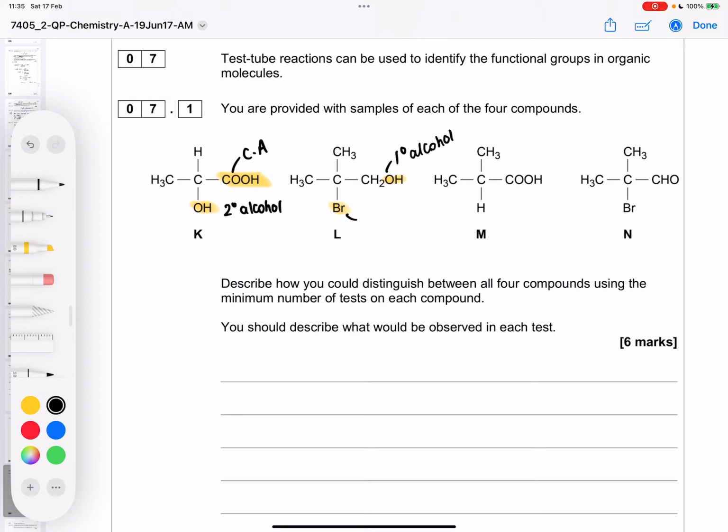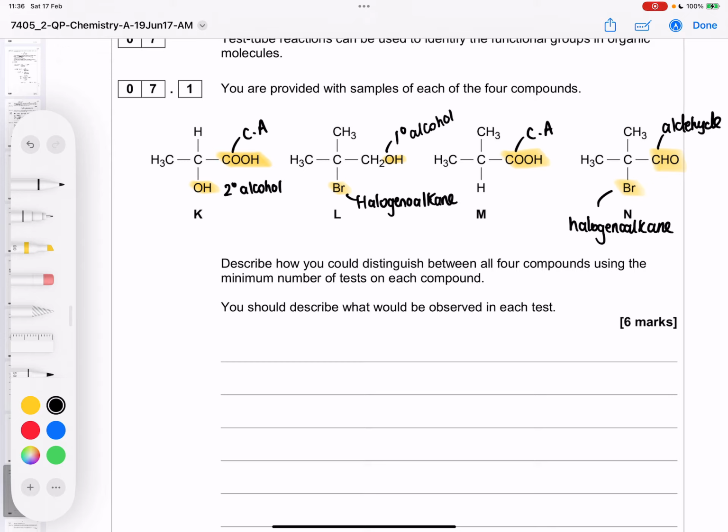I've got a halogenoalkane, a bromoalkane. The next molecule, I've got a carboxylic acid only and nothing else. And in my last molecule, I have got a CHO, an aldehyde. And I've also got another halogenoalkane, the same one, so I'm not going to be able to tell them apart by different colour precipitates. So this is bromo again, a halogenoalkane. Now, if I look, the halogenoalkane appears twice. The alcohol appears twice, carboxylic acid appears twice, but aldehyde only appears once.